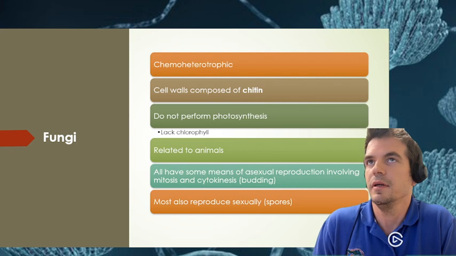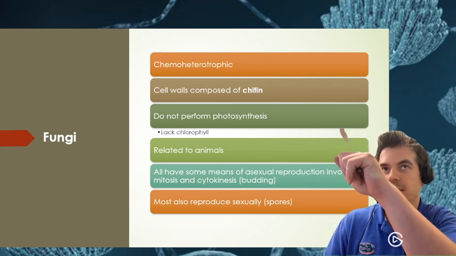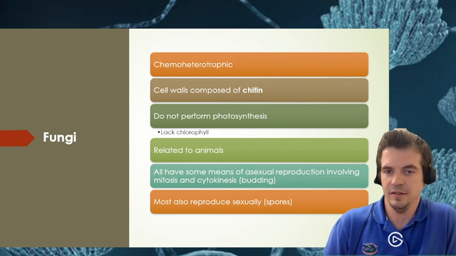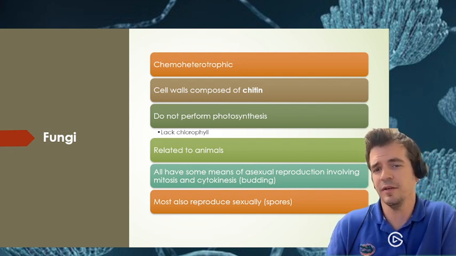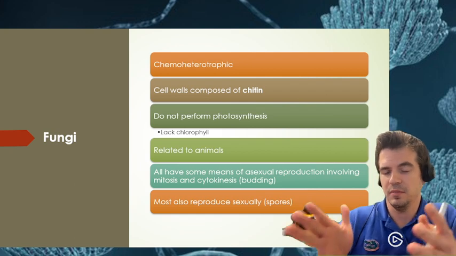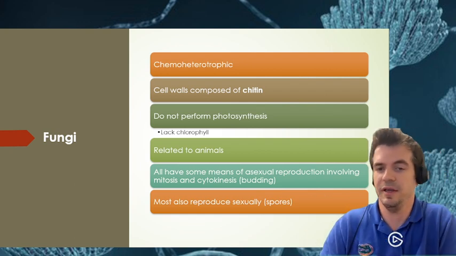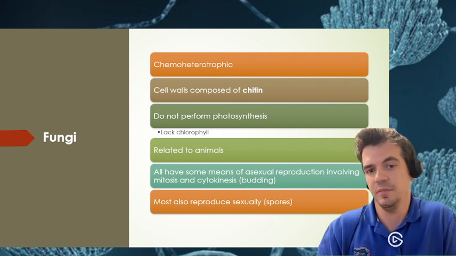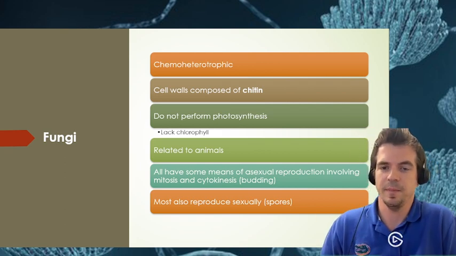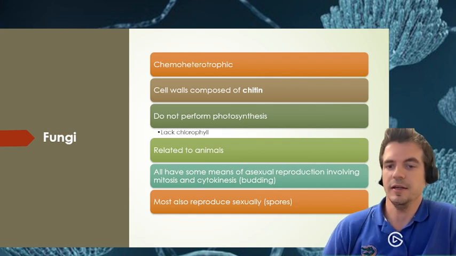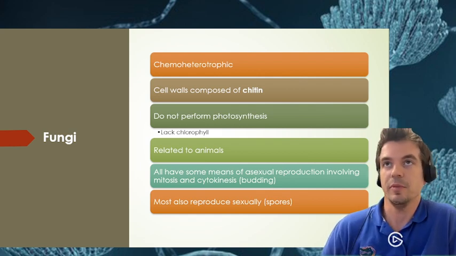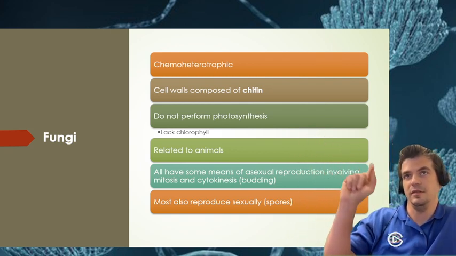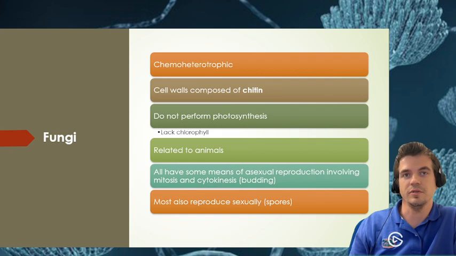So, fungi are typically chemoheterotrophic, right? Chemoheterotrophic means that they require chemicals from other organisms, aka sustenance from other creatures. So they have to decompose them or eat them, whether alive or dead. Cell walls are composed of chitin. That is the main question that you're going to see: cell walls are composed of chitin.